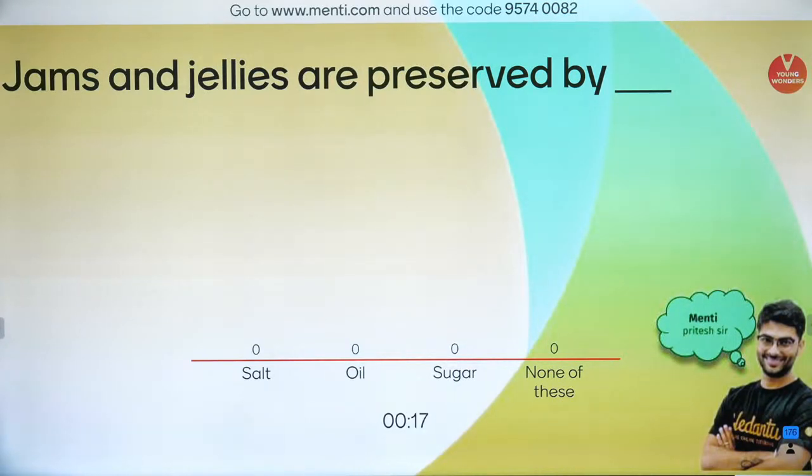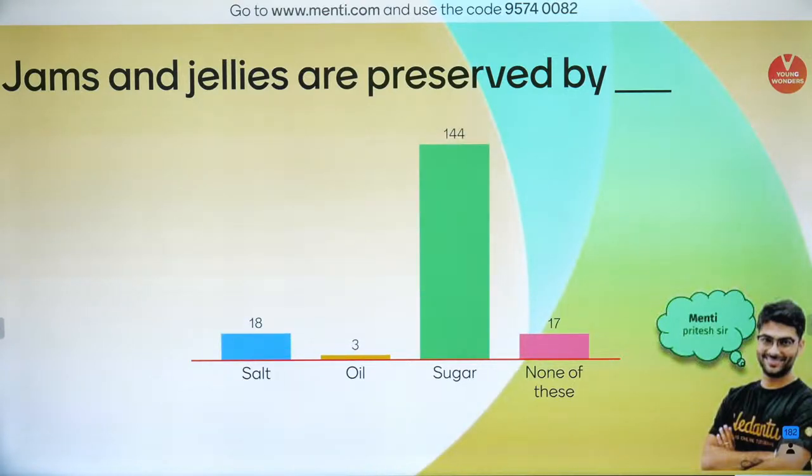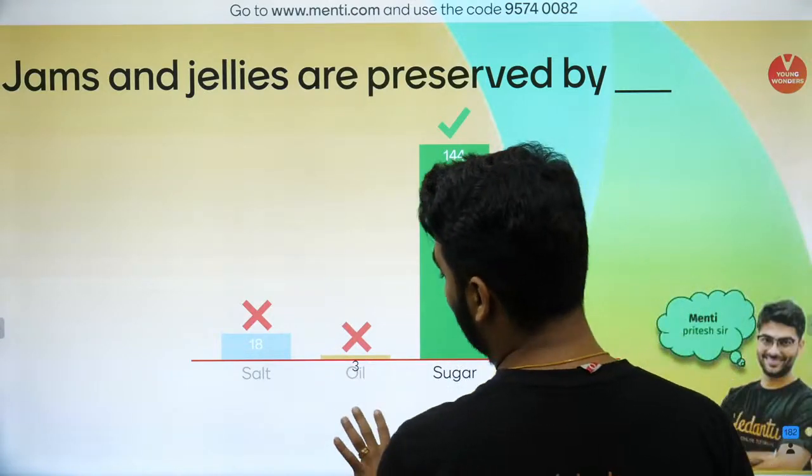What is protozoa? Protozoa is a type of microorganism. Examples of protozoa are amoeba, paramecium, plasmodium. They all are protozoa. Protozoa can move. That is their unique quality, that they are locomotive. They can move with the help of flagella, cilia, pseudopodia, right? Very good. Sugar is the correct answer.